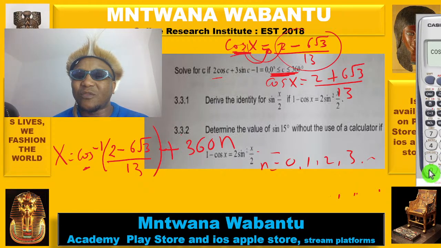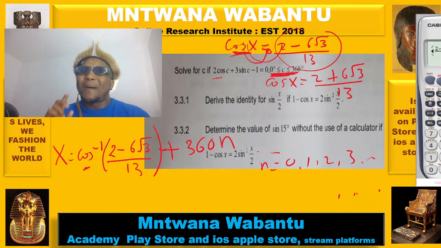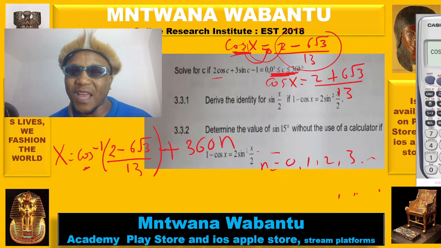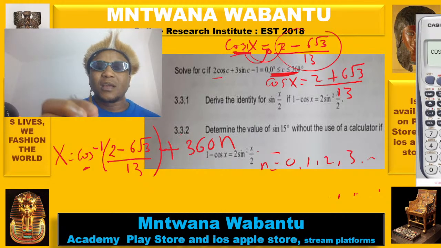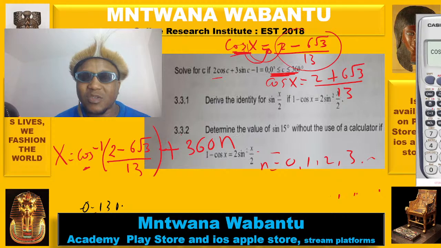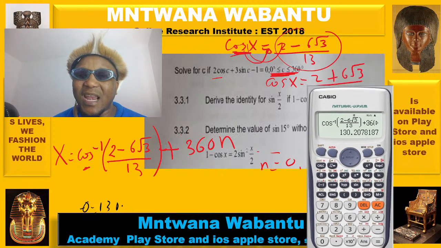Let's start with the 0 phase. I place brackets because we place all the integers: 0, then -1, -2. But the angle we take must be between 0 and 360. That's the restriction they gave us in the equation. So the first angle is 130.21. Do we need that? Yes, according to the restriction. My apologies, the calculator was hidden, so I have to do that again.